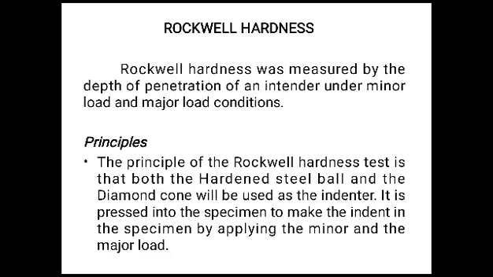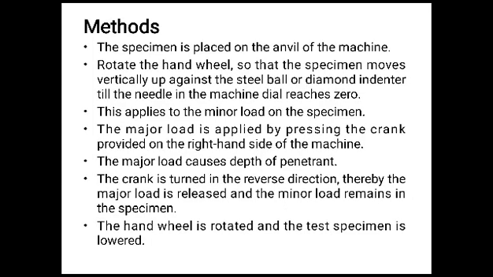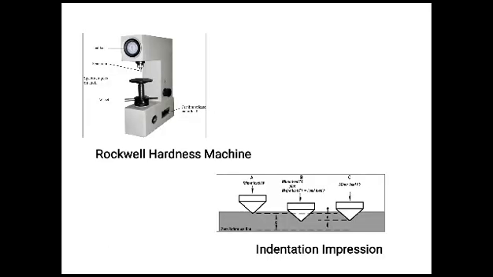Rockwell hardness is measured by the depth of penetration of the indenter under minor load and major load conditions. It follows the ASTM E18 standard, with a ball indenter of 1.6 mm in diameter, a minor load of 10 kg, and a major load of 100 kg and 150 kg for the B and C scale, applied to the material surface for a dwell time of more than 10 seconds. The method is similar. This is the basic diagram of a Rockwell hardness machine.